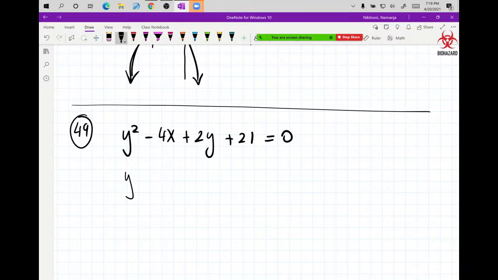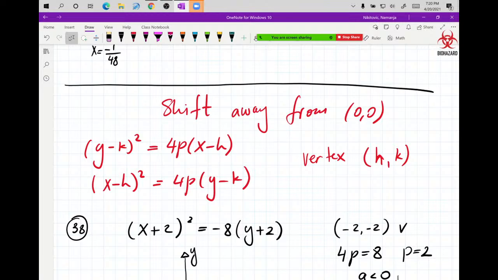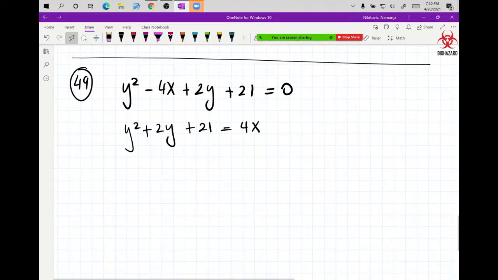So y squared plus 2y plus 21 is equal to, and I'm going to kick 4x to the other side because if you take a look at your equations, it's y's on one side and x's on the other side. I don't care which one is squared, which one is not squared. It's just x's and y's are separated on different sides of the equal sign for a parabola. So that's the reason why I kicked 4x to the other side in this case.